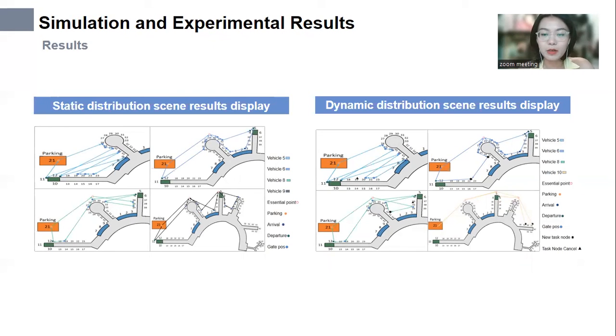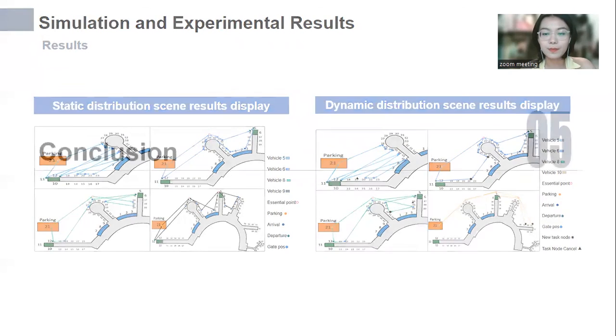During the dynamic model experiment, the new task nodes are inserted into the original distribution path using a dynamic insertion algorithm for the problem model based on the new randomly generated flight information. The results of the 2-phase simulation are shown in the figures.